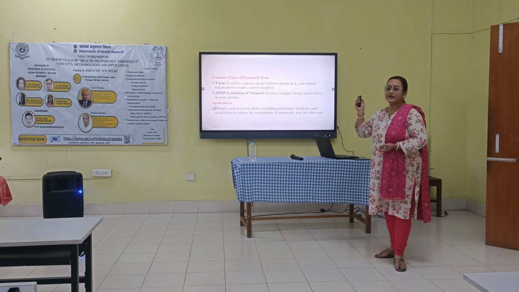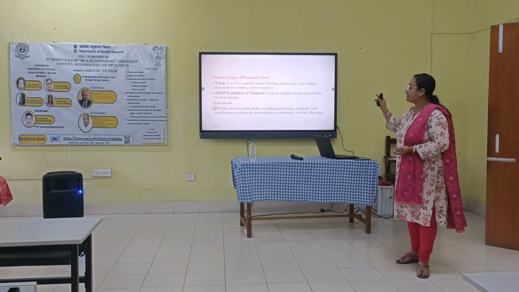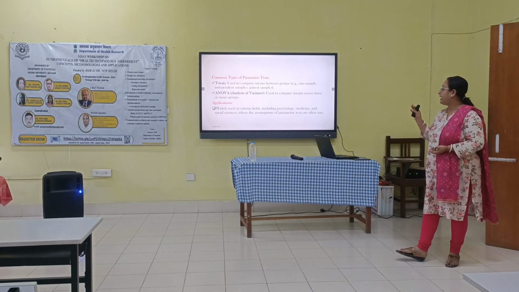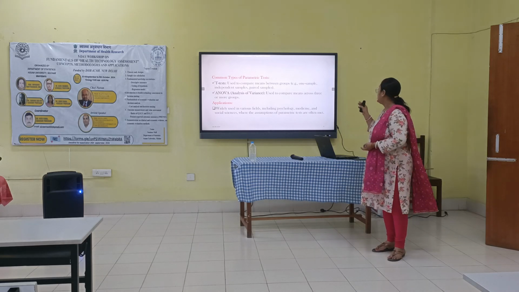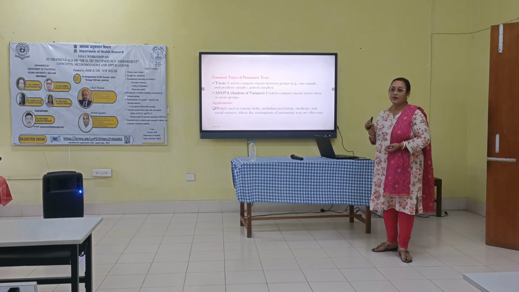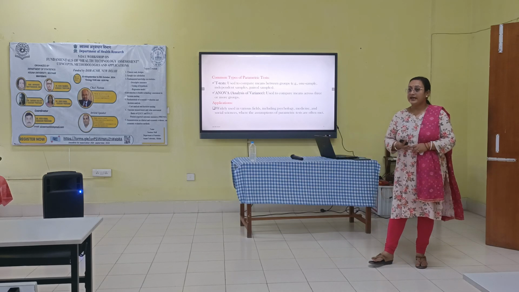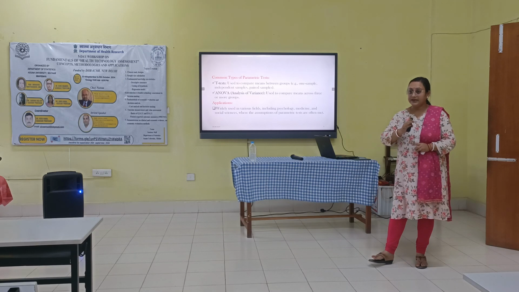Now let us see the common types of parametric tests. These are the t-test and the ANOVA. The t-test is applied to compare means between groups. One is the one sample, one is the independent sample, and the other is the paired t-test. So here we cannot compare more than two groups, maximum it is two.